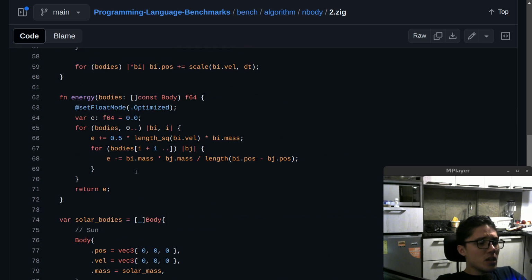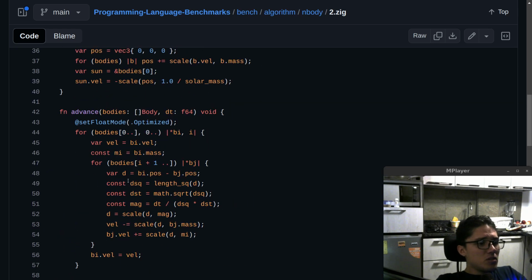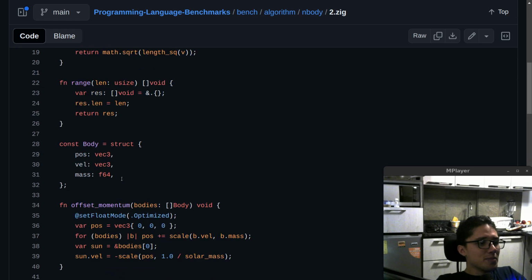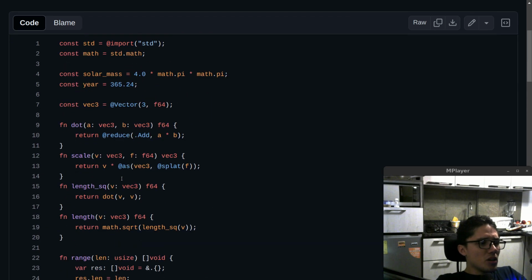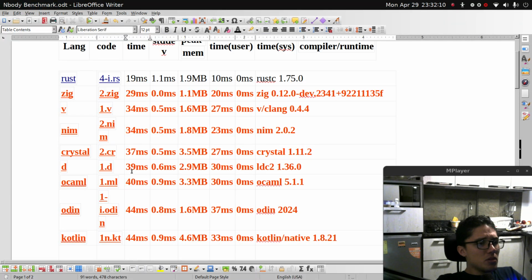This is the first time I really look at the C code, and I find it easier to understand than the Rust code. This set float mode optimized, I don't know what this is. I guess this is something faster in floating point, or I don't know. It uses const. I would like to use something smaller like val, like Kotlin does. But okay, it uses const. It's not bad. Actually, good syntax. Good syntax.